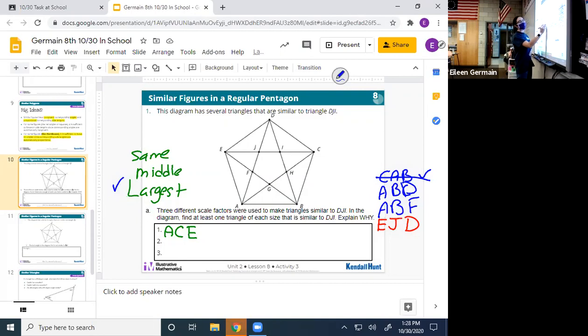ABD. Let's look at A, B, and then where's C? Oh, all the way up. Perfect. This one here is proportional to this one here. Very good job. That was ABD. Let's do one more. Alyssa, what was one that you had? ABF. Let's look at ABF. Very good. And that's that middle shaped one. Nice job. ABF.